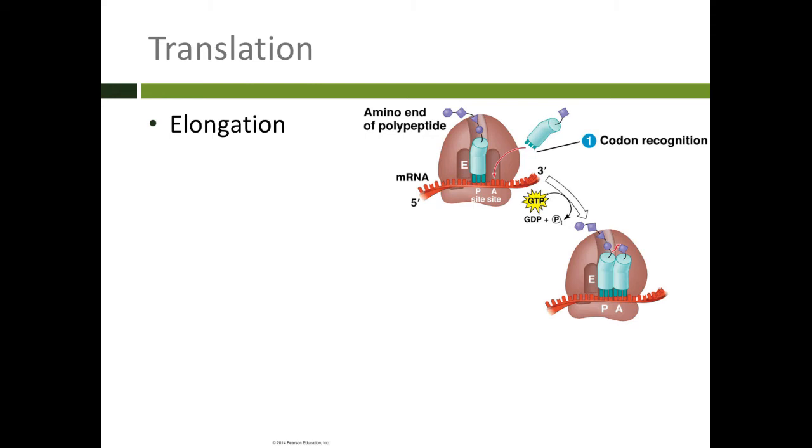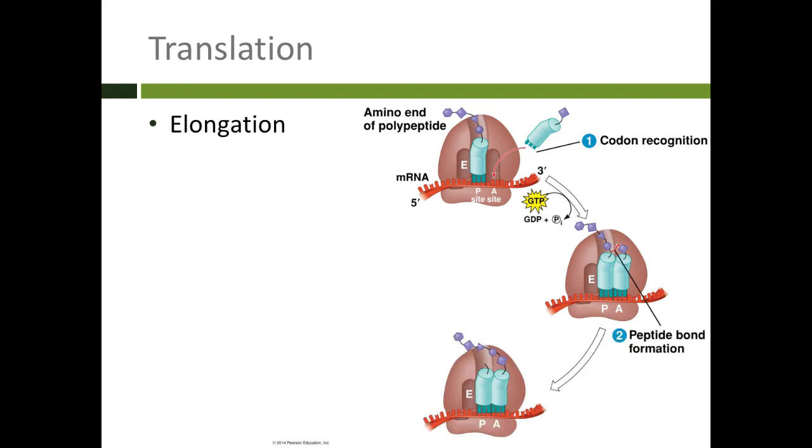The covalent bond holding the amino acid chain to the tRNA in the P site is broken, and a new covalent bond is made with the amino acid at the A site of the ribosome. The amino acid chain is now connected to the tRNA at the A site. However, the ribosome is still moving.